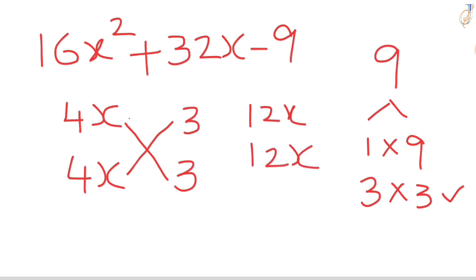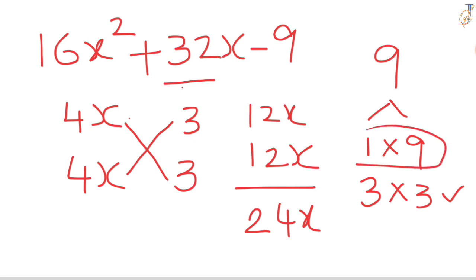Now check the conditions. Whenever you add these two, you should get the x value. But when you add these two, you'll get only 24x. It is not the same as 32. So 3 and 3 are not your factors. Take another one, which is 1 and 9.